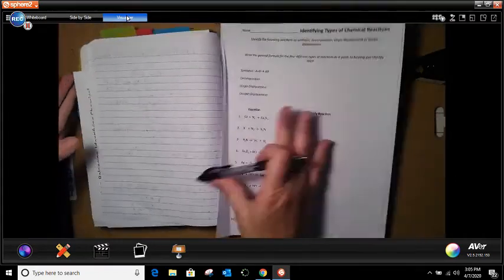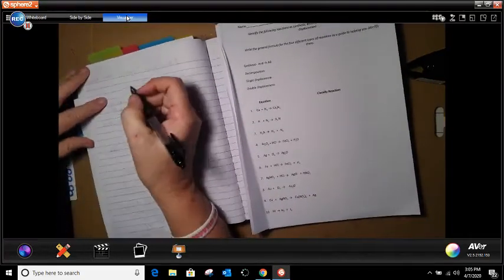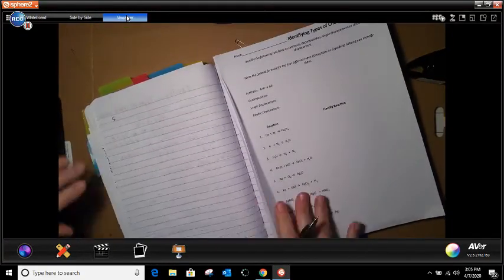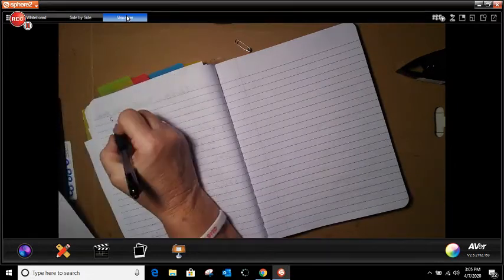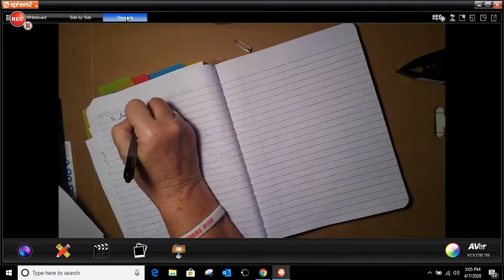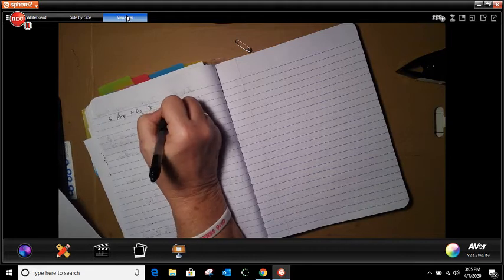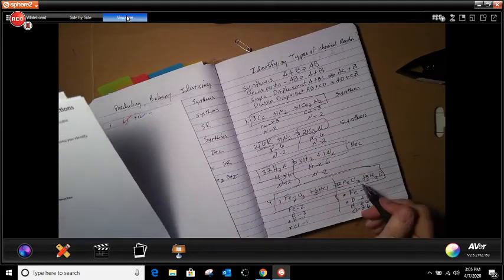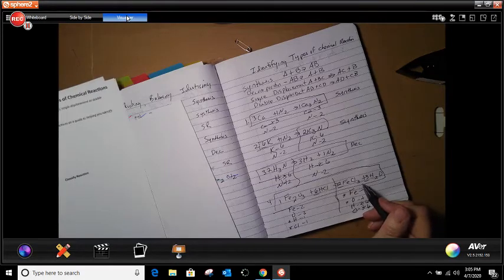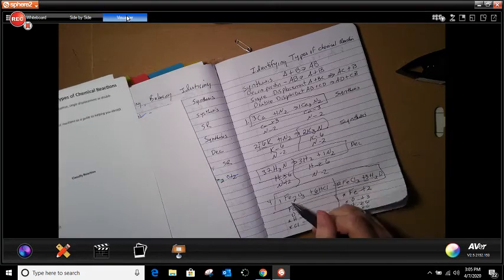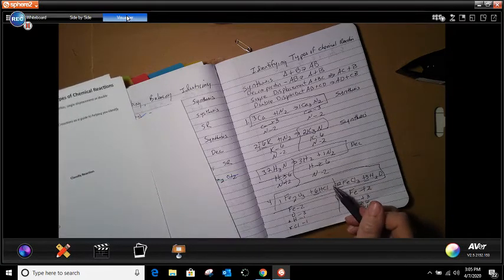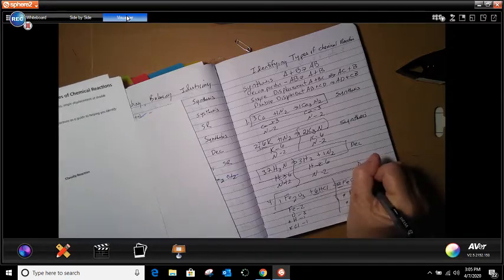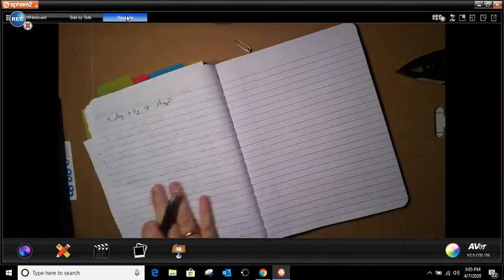Now I'm going to number 5. Number 5 says Ag plus O2 yields AgO. Whoops, let me go back. What kind of reaction is this? Well, what do you think it is? AB plus CD. Yep, that is double displacement. Okay.